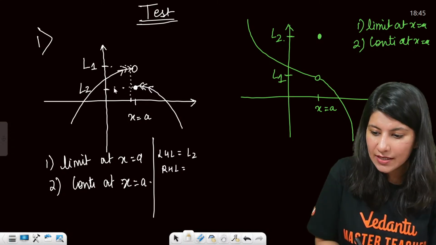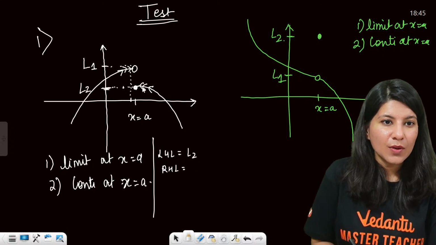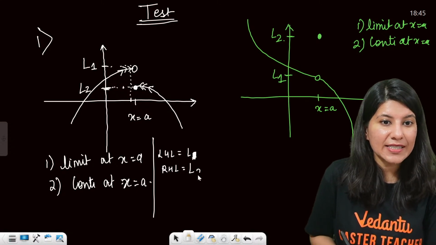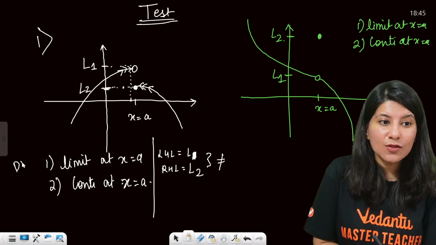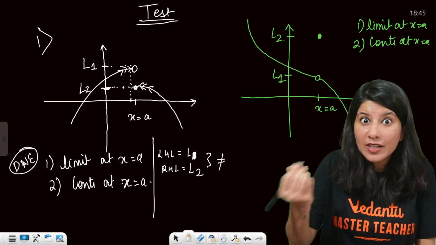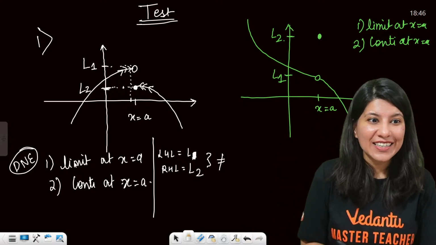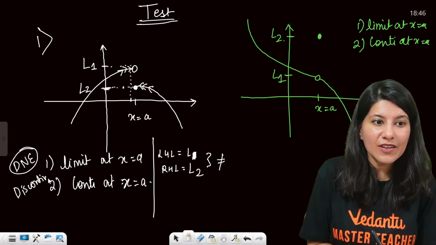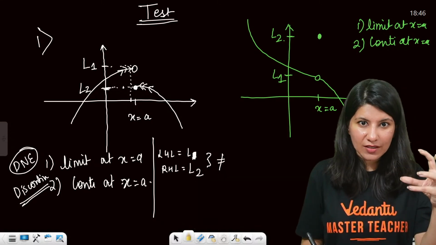Can you see that here this is L2, L2, L2. So, sorry, left hand limit is L1, L1. Sorry guys, right hand limit is L2. These two are not equal. That means limit does not exist. And if limit does not exist, continuity will not exist. So the function is discontinuous. This is a discontinuous function. Are you getting the logic here?